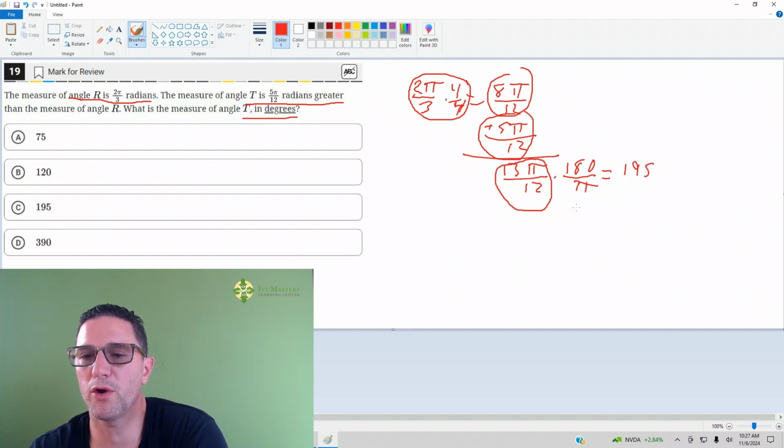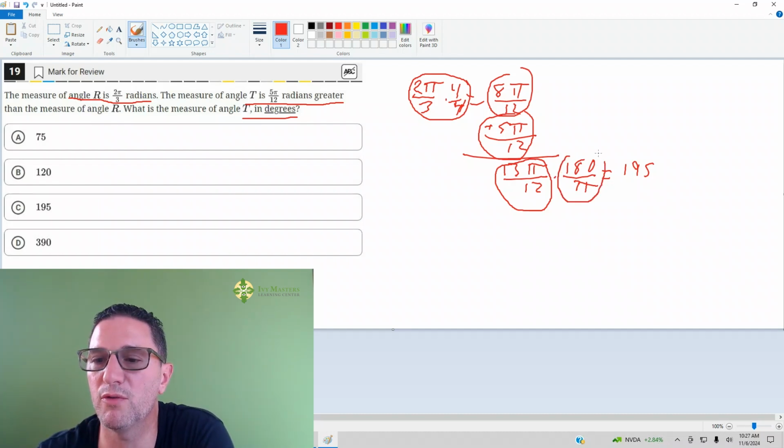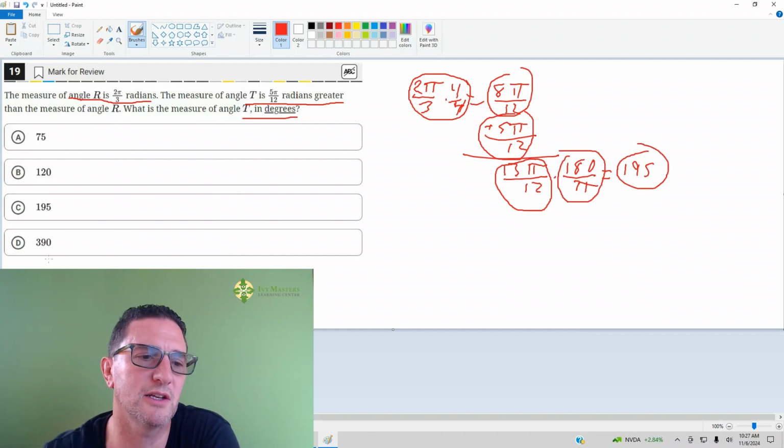And then to convert from radians to degrees, you got to multiply by 180 over pi. And when you do so, you get your correct answer, 195.